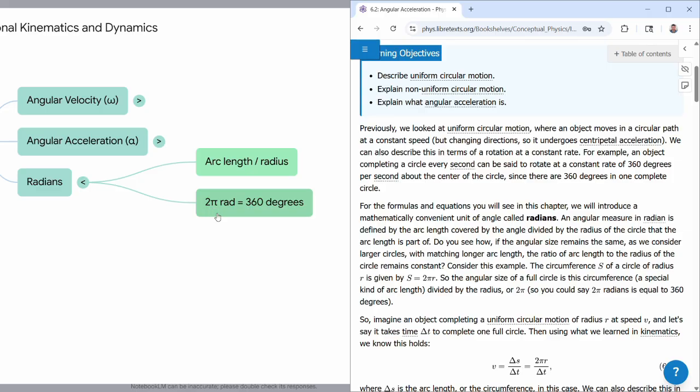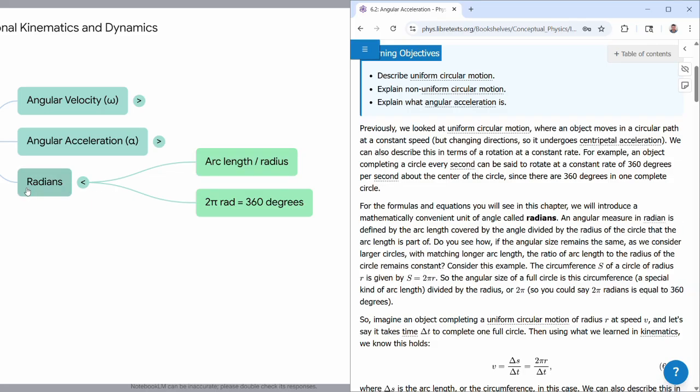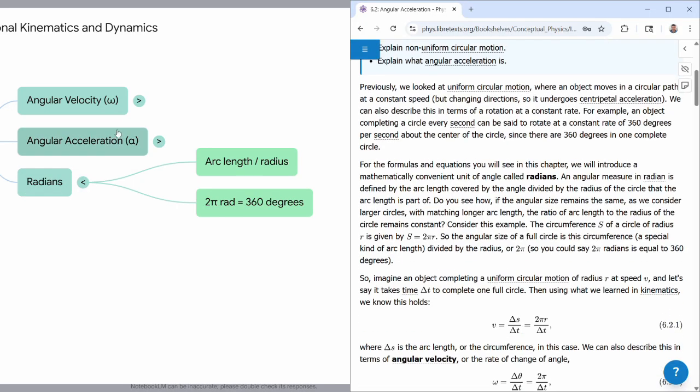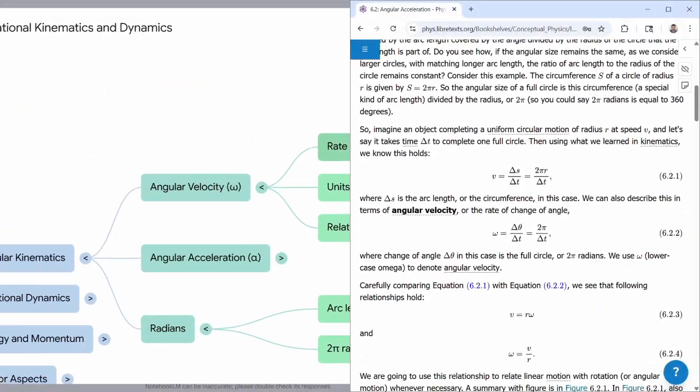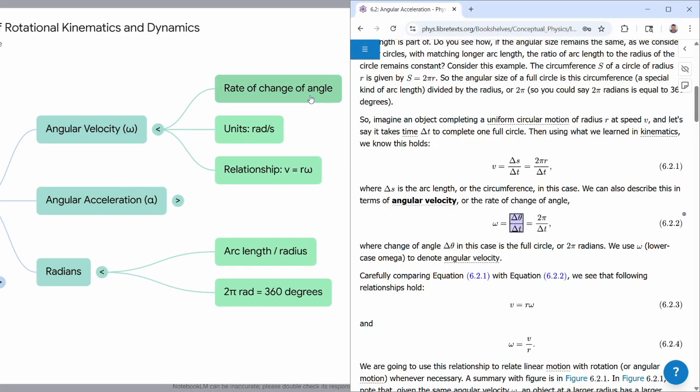What I do want to emphasize is that we start by defining angular difference that will be measured in radians for most formulas to work correctly, and that's defined as the arc length divided by the radius of the circle that the arc length is part of. Once you have the angular displacement defined, then you can talk about angular velocity, which looks at how quickly that angular displacement is changing. It's the rate of change of angle.